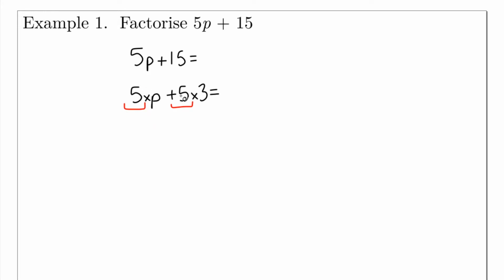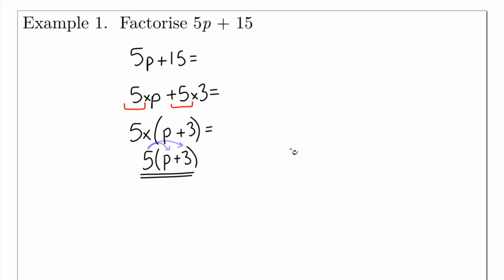Both of these terms have a 5 as one of the factors, so that's what we will factorize out. Instead of having 5 times p and 5 times 3, we want to have 5 multiplied by both p and 3 at the same time. And of course you don't have to write the multiply sign, and so the answer is 5 open bracket p plus 3. And now I'm just going to quickly explain what I meant by distribute the common factor. 5 was the common factor of 5p and 15, and what we've done is we've written it once, but it's still multiplied by both of those terms, by the first and the second term in the expression.